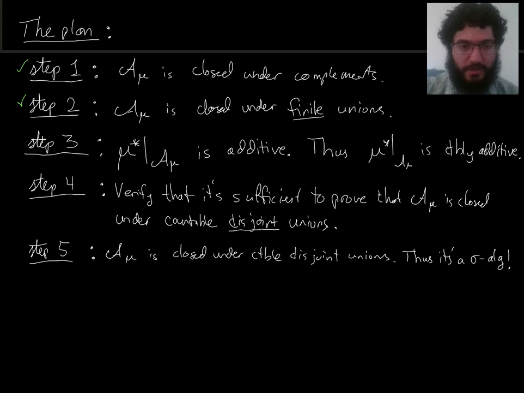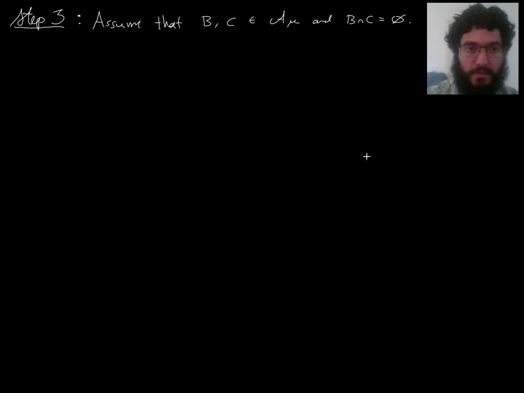On to step 3. Now we're going to prove that mu star is additive on A mu. And then we had an argument for why that implies that it's countably additive on A mu. So we are proving finite additivity of mu star on A mu. So consider any two sets in A mu that are disjoint.